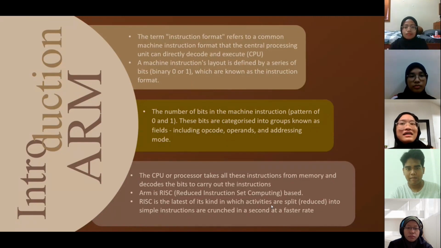ARM is RISC based, which is reduced instruction set computing. RISC is the latest of its kind, in which activities are split or reduced into simple instructions and crunched in a second at a faster rate.